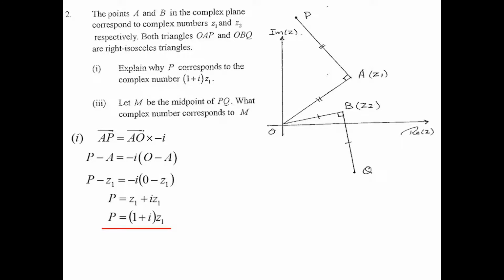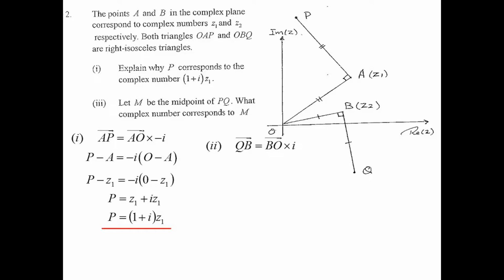It works out nice. Let M be the midpoint of PQ. What complex number corresponds to M? I reckon that the missing part 2 was probably something like, what complex number is Q? That's probably what we need here. So let's find Q, because how am I going to find the midpoint of PQ if I don't know what Q is? So similar to the first one, QB I'm going to say is BO times i.